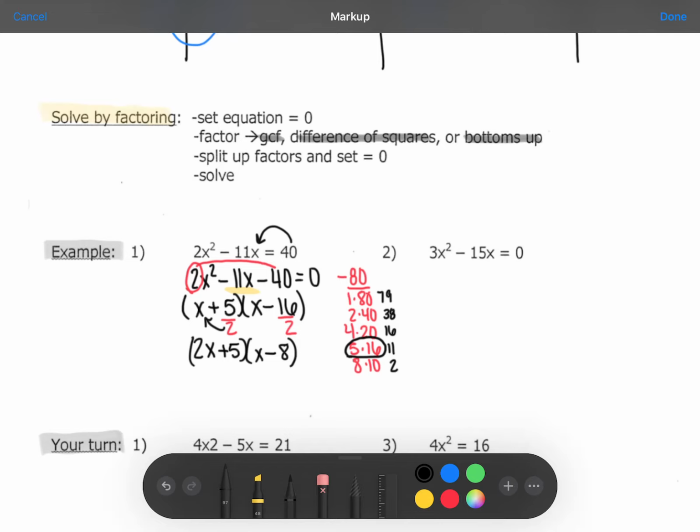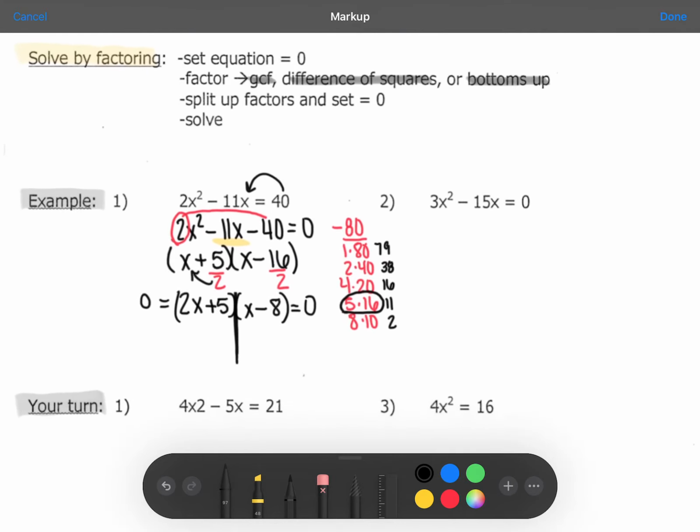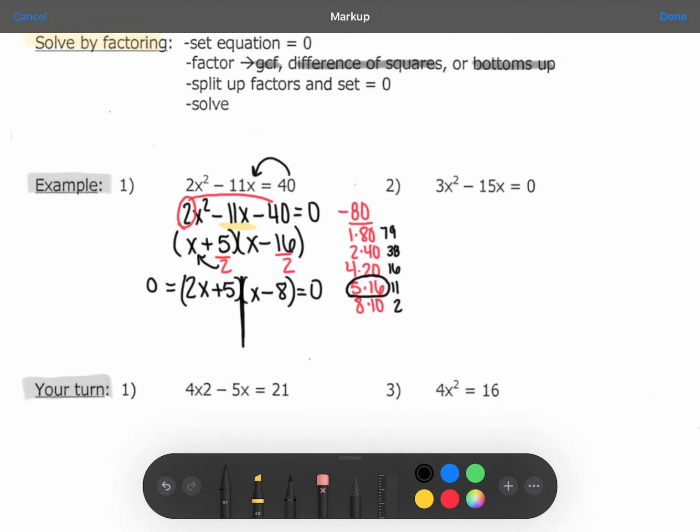So now I'm ready to split my factors up and set them equal to 0. What does that mean? That means where those two parentheses are, you're going to draw a line there. Set each set of parentheses, which is a factor of that trinomial, equal to 0. Then you're going to solve the equation.